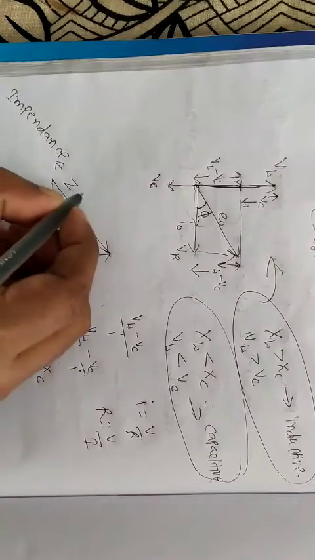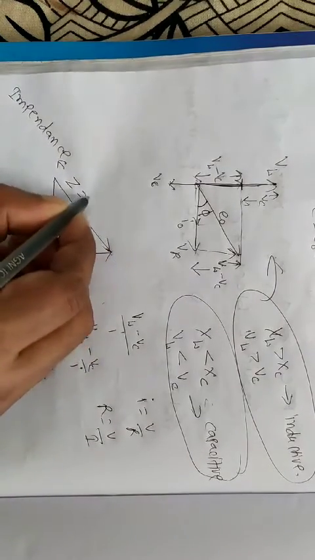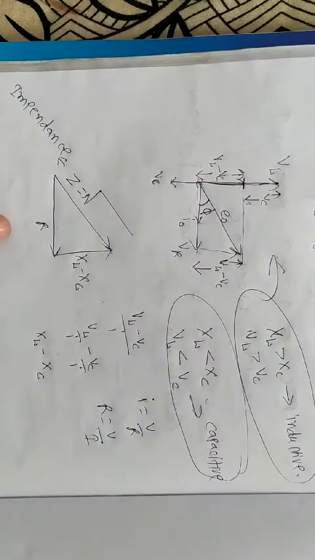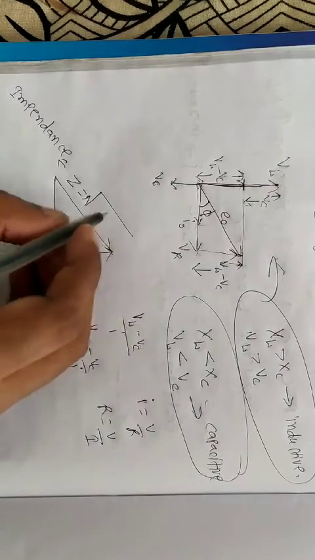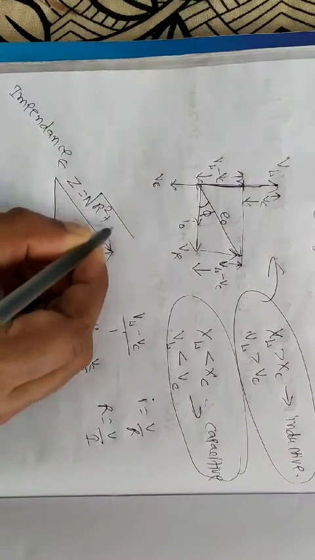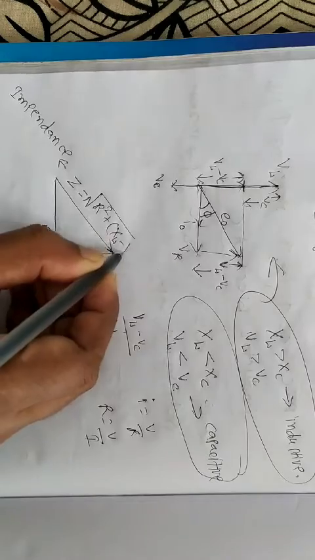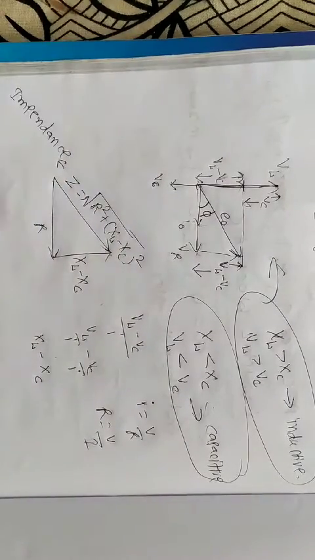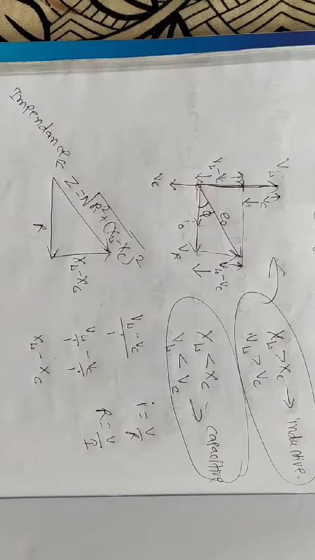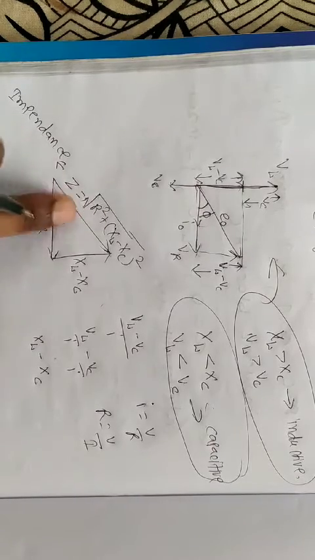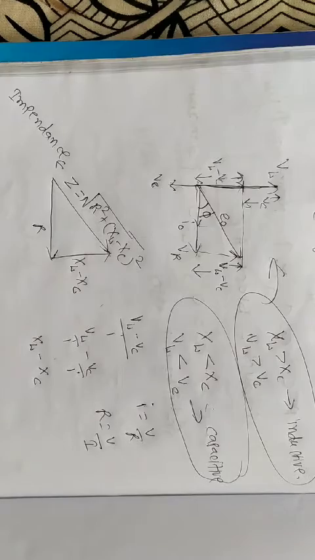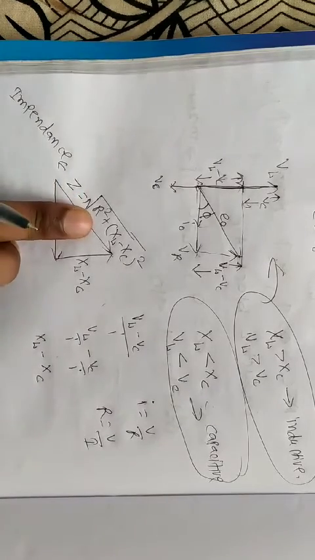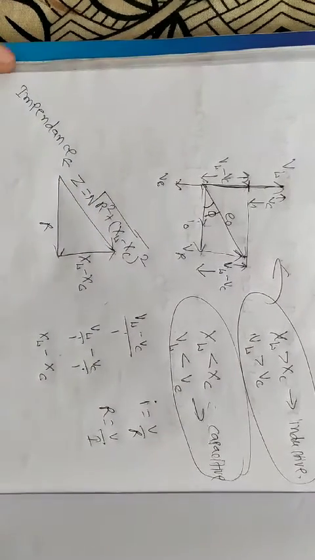So how will we find impedance? Impedance will be equal to the square root of R square plus XL minus XC whole square. Hypotenuse is equal to the square root of perpendicular square plus base square. So Z will be the square root of R square plus XL minus XC whole square.